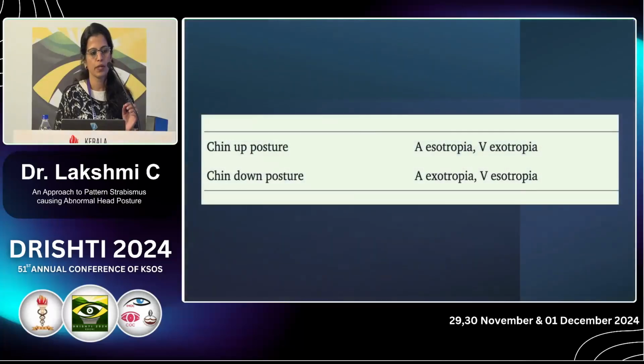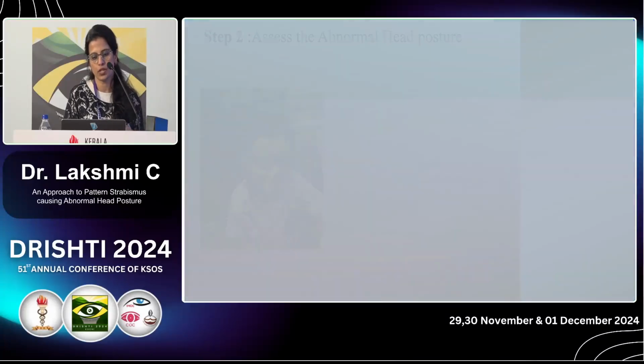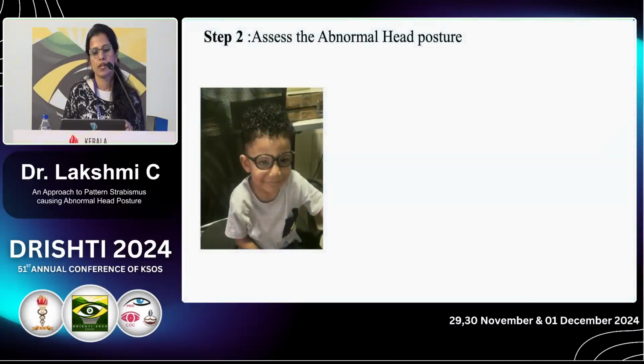So coming to the head posture, the classically described head postures in V and A patterns are chin up and chin down, and typically it is mentioned for people who fuse in these head postures. So a V pattern exo and an A pattern eso will fuse in chin up, and A exo and V eso will fuse in a chin down posture. But when we assess the head posture, we need to see whether the patient is actually keeping a chin up or chin down, or is there something else along with the patent strabismus.